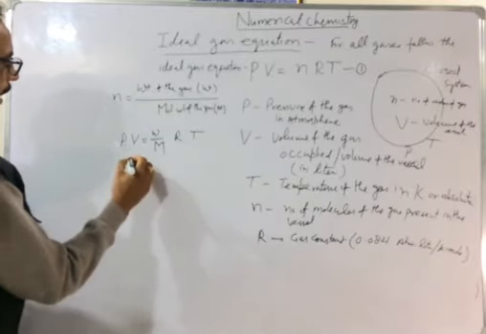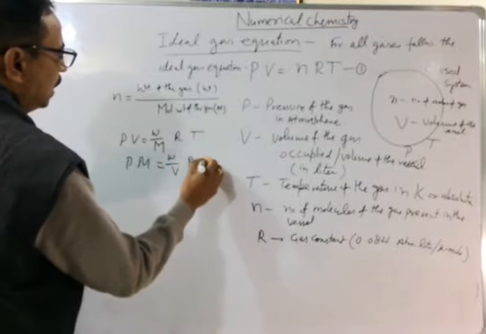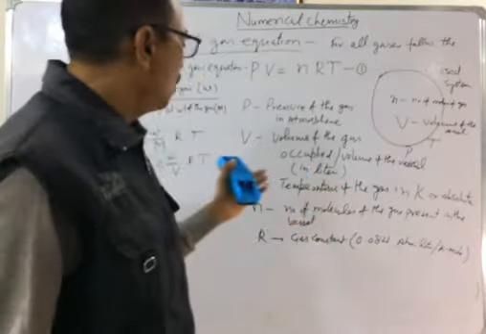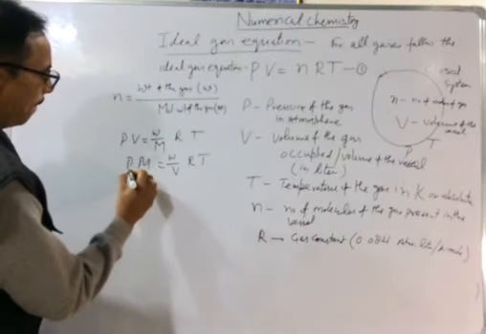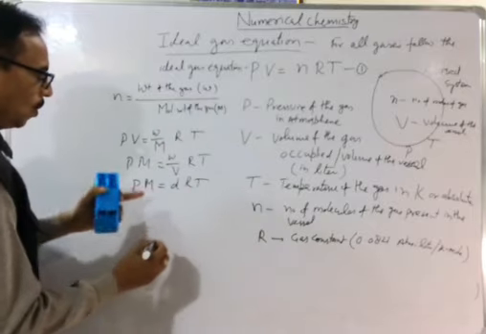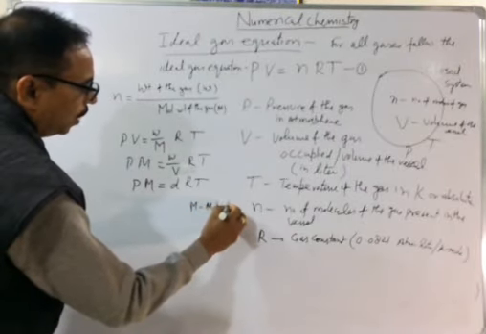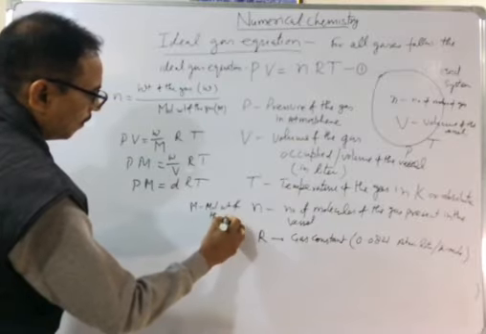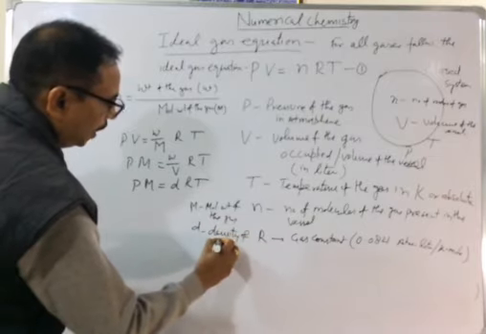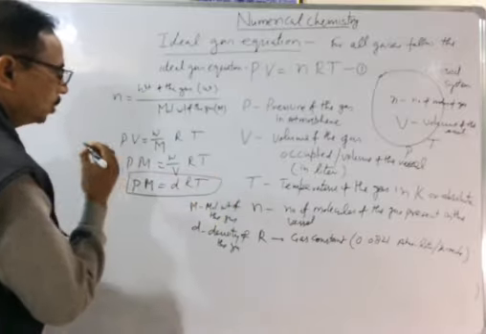Then take mass and volume together, so P into M equals weight by volume, RT. And weight by volume for any case is the density of the gas. So pressure into molecular weight equals dRT. Here M is the molecular weight of the gas, and d is the density of the gas. So many times this equation is directly used.